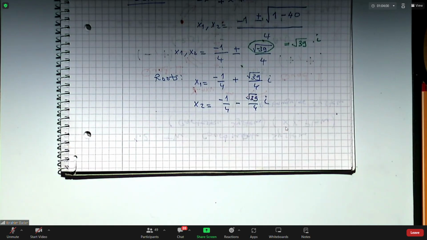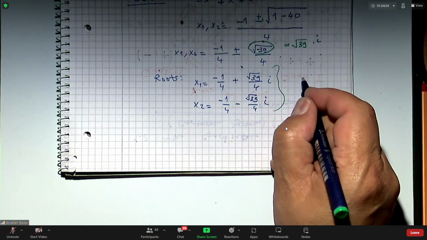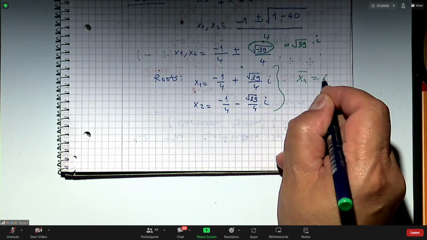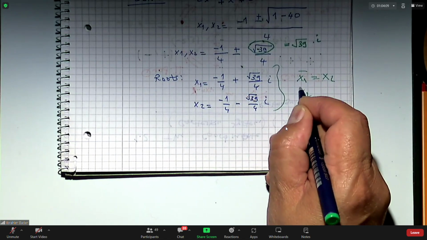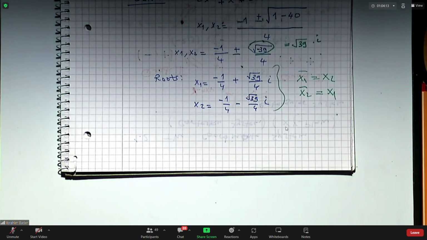And notice that these are conjugates, right? So if you like, x1 conjugate equals x2, and x2 conjugate equals x1. So they have a conjugate relationship to each other, because only the sign of the imaginary part is different. All right.